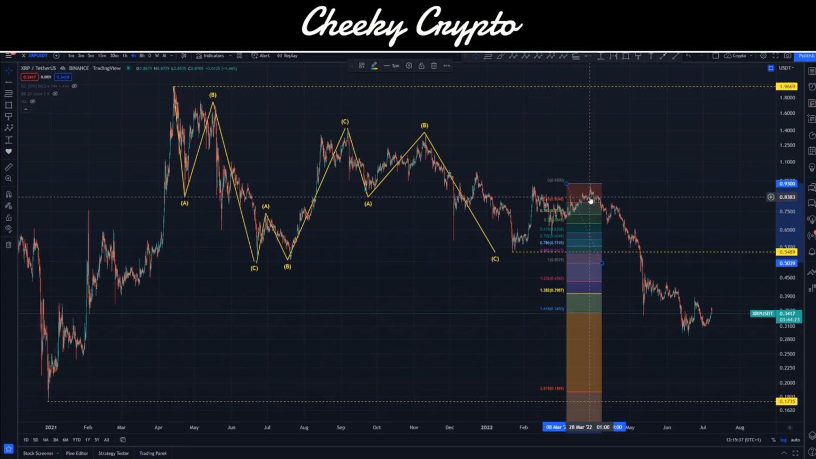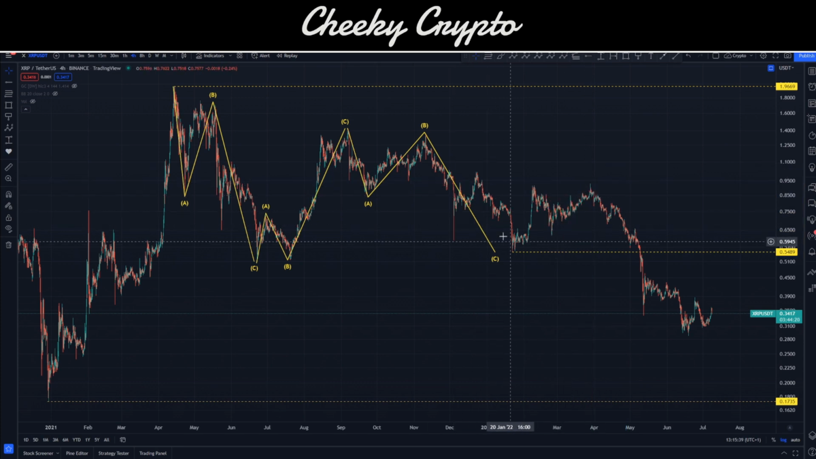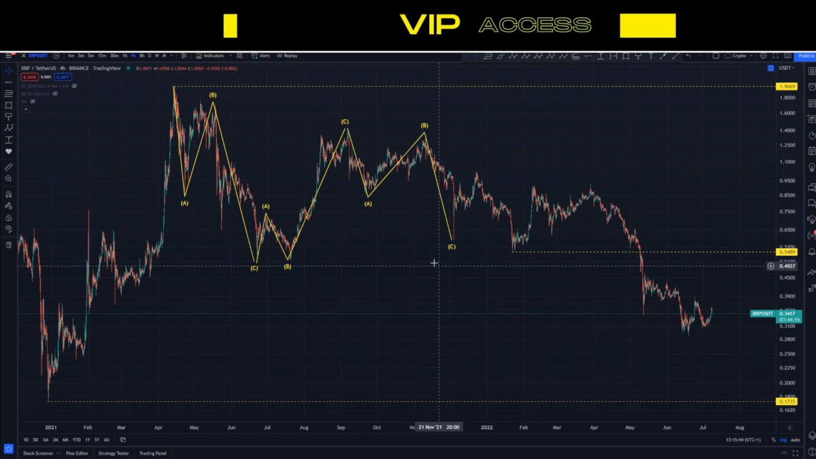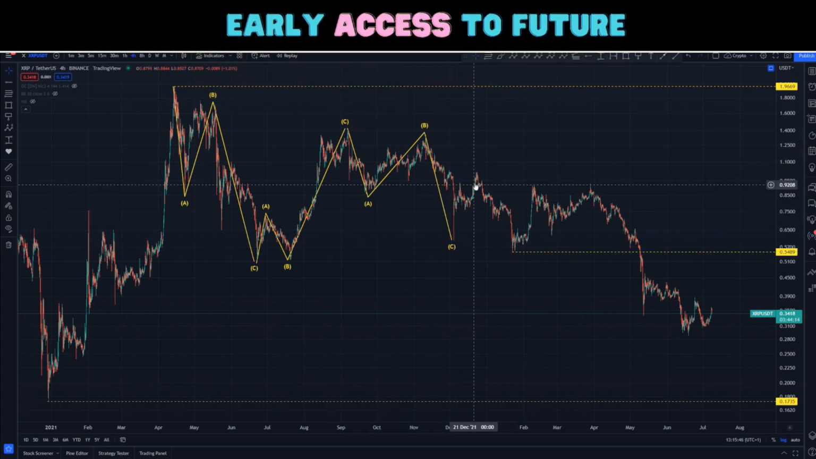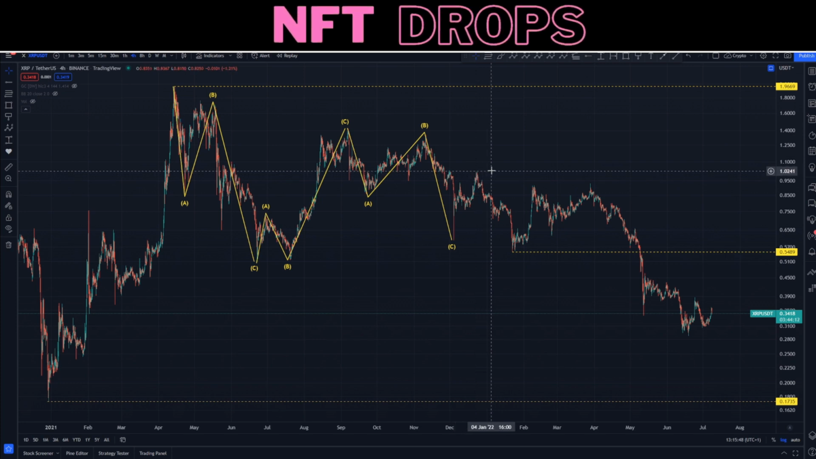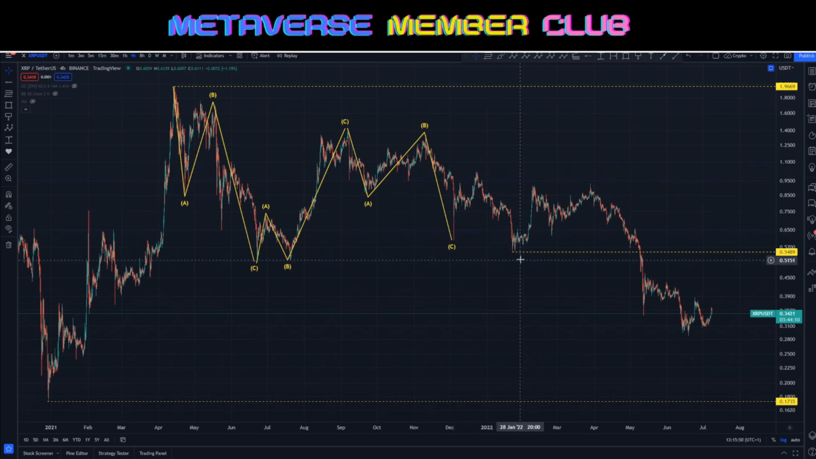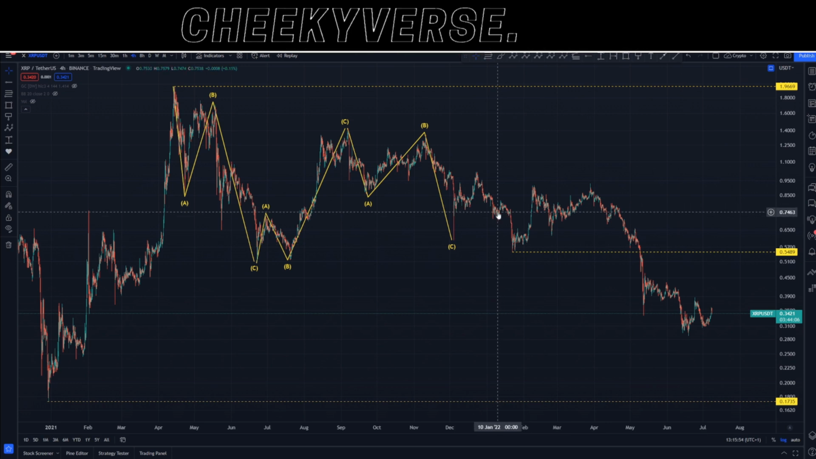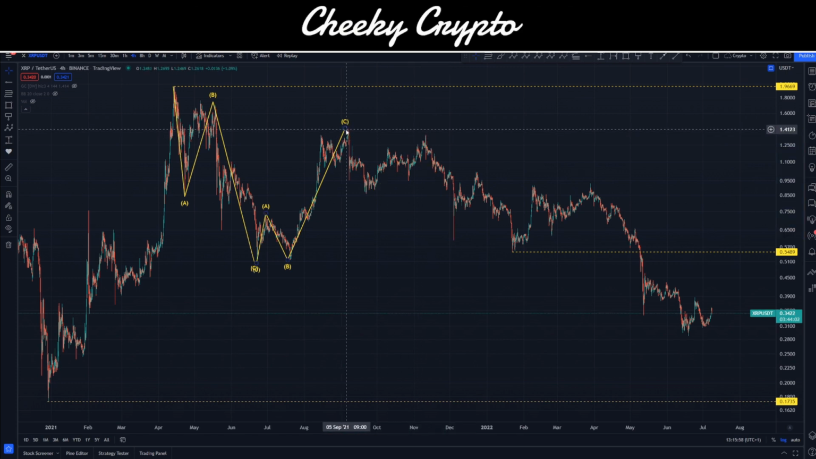Okay, so this structure here, I'm going to count slightly differently. I'm going to say that this is our C wave low. And then we move on up. This is a really important high point just here, because this move now shows us our ending move. This is the last part of the structure.